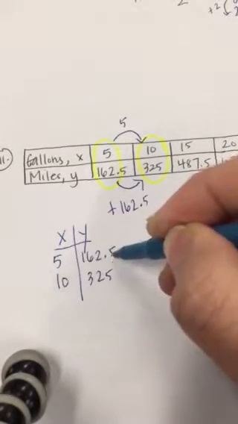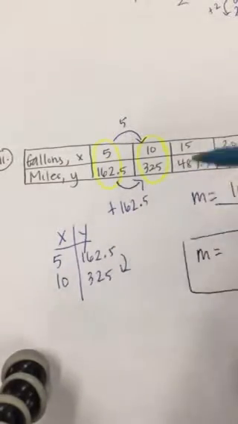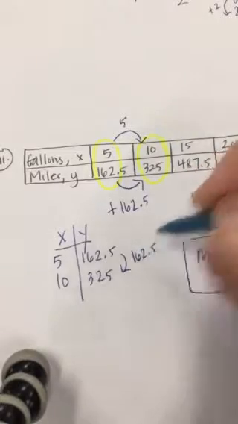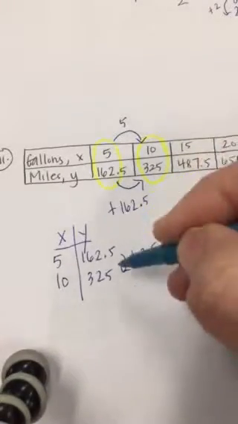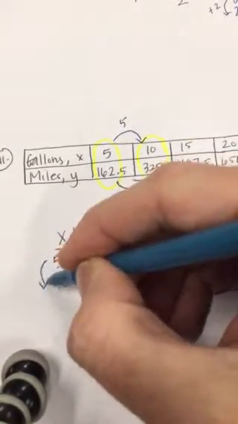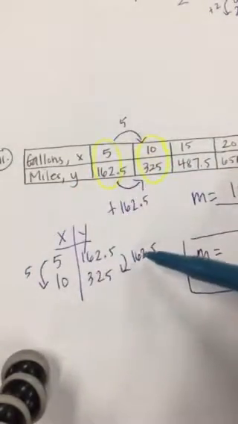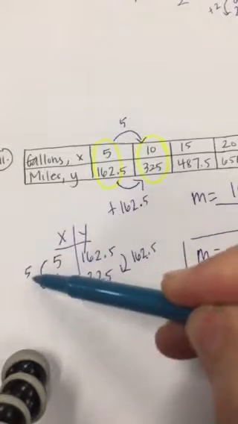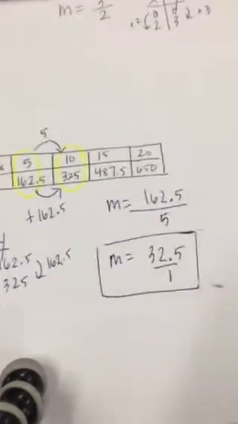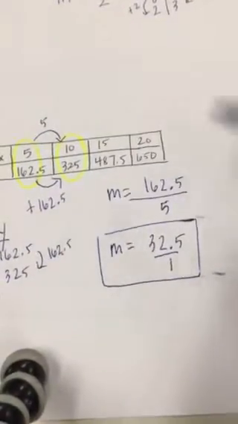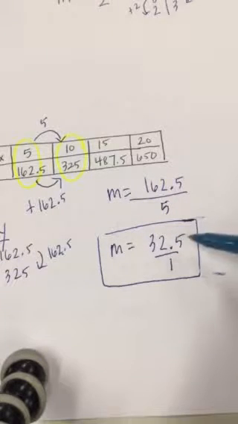So the distance between this number and this number on a number line is 162.5, so that's my change in y's. And the distance between these two numbers is 5, so that's my changes in x's. And again, if I put my change in y's over my changes in x, I get slope. So once we simplify it, we get 32.5 over 1.